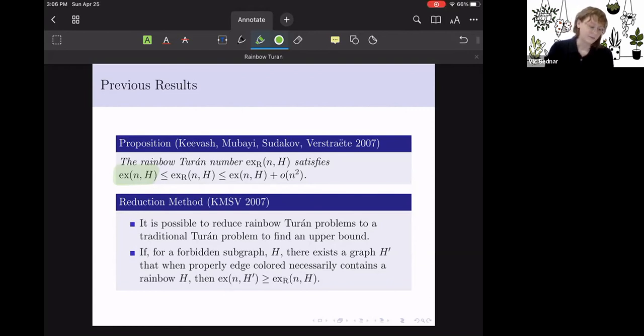The second result we get from this paper that we'll use further is the reduction method, which gives us a way to bound the rainbow Turán number above by a traditional Turán number.